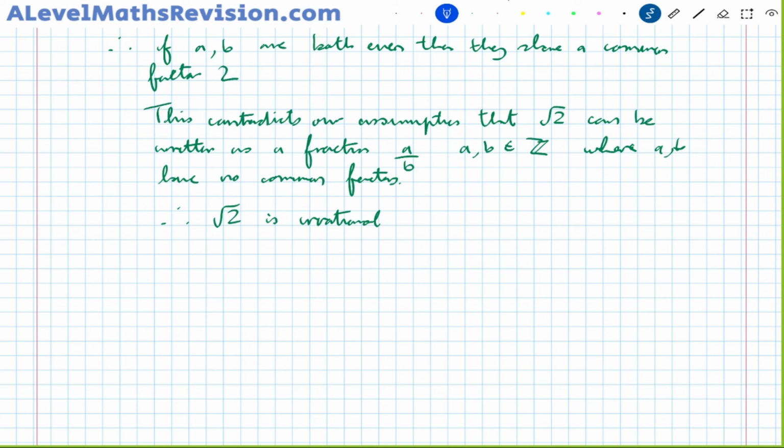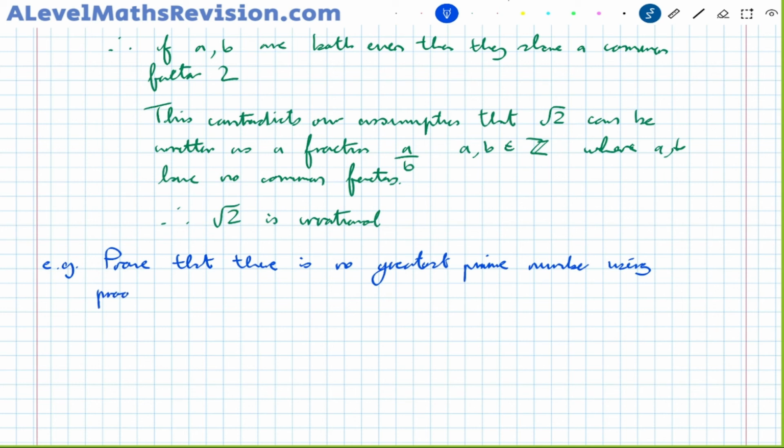One last proof I want to go through before we finish. E.g., and it's another one, prove that there is no greatest prime number using proof by contradiction.